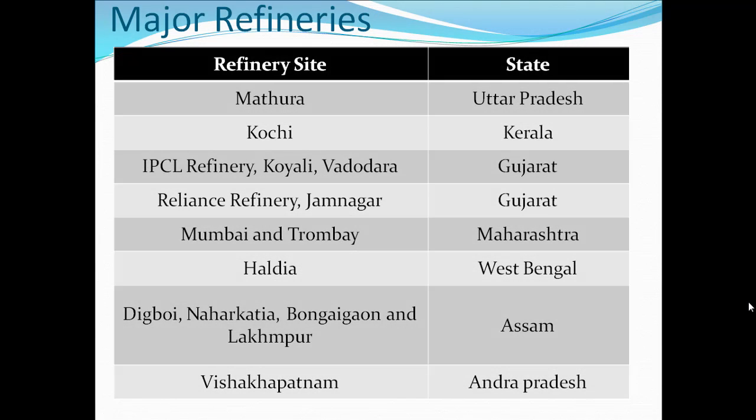Now we'll see the list of major refineries in India and their geographical location. Mathura in Uttar Pradesh, Kochi in Kerala. There are two refineries in Gujarat, IPCL Koyali and Reliance Refinery at Jamnagar. Haldia in West Bengal. Assam has four refineries, Digboi, Naharkatia, Bongaigaon and Lakhimpur, followed by Visakhapatnam in Andhra Pradesh.